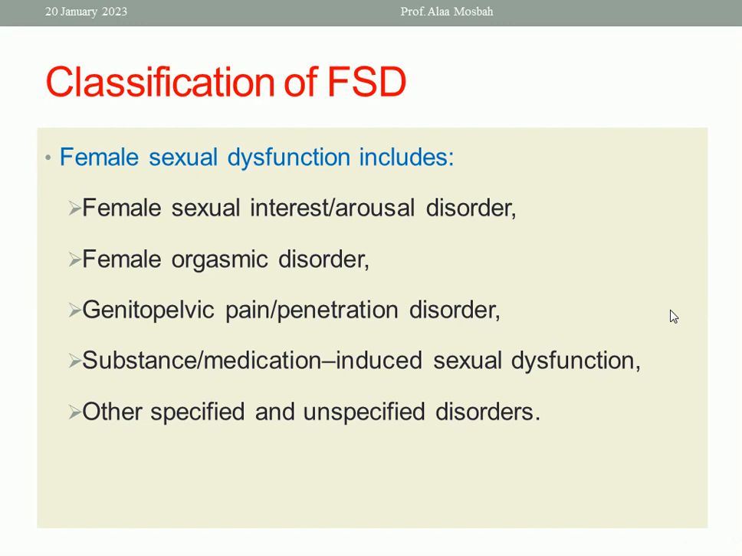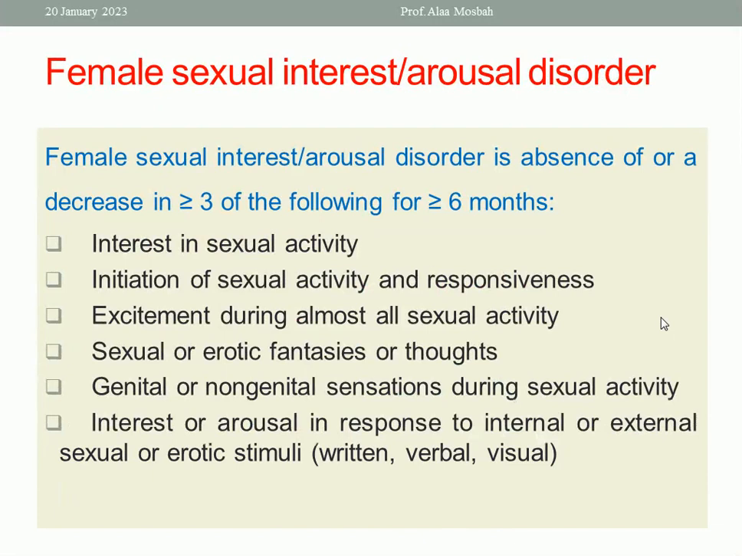The next is substance and medication induced sexual dysfunction, like selective serotonin reuptake inhibitor medications, antidepressants and others. And the last group is other specified and unspecified disorder, which doesn't belong to the other categories. So those are the categories included in the classification of female sexual disorder. Let us start with the female sexual interest and arousal disorder.